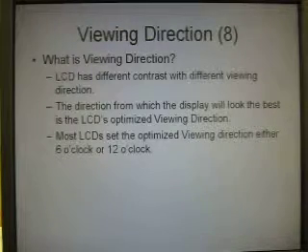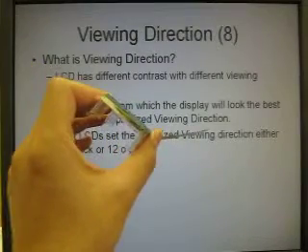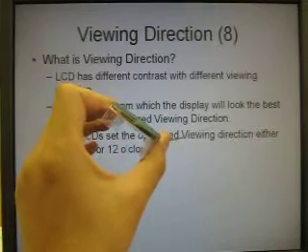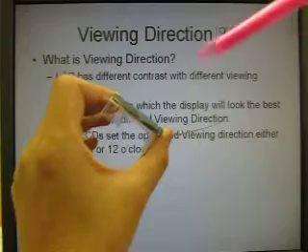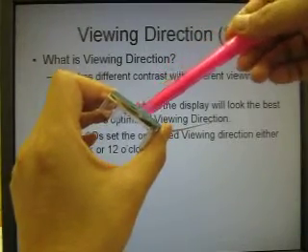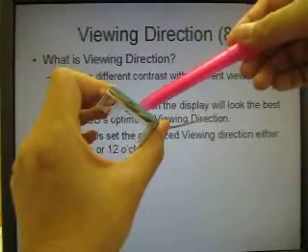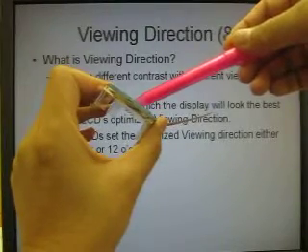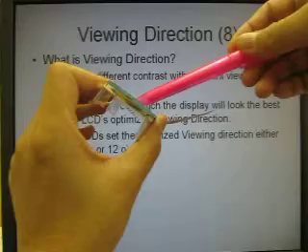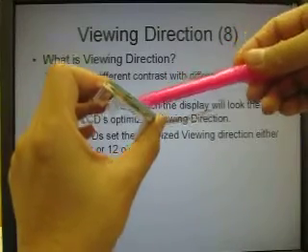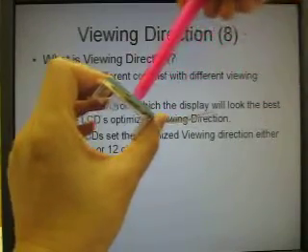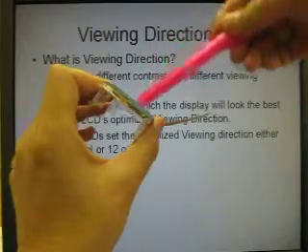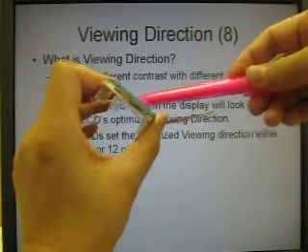Sometimes the viewing direction can be pretty confusing. For example, if the LCD is put this way, and we look from here, is this 6 o'clock or 12 o'clock? You're right, it's still 6 o'clock, because this angle is lower than the perpendicular direction. So this is 6 o'clock.